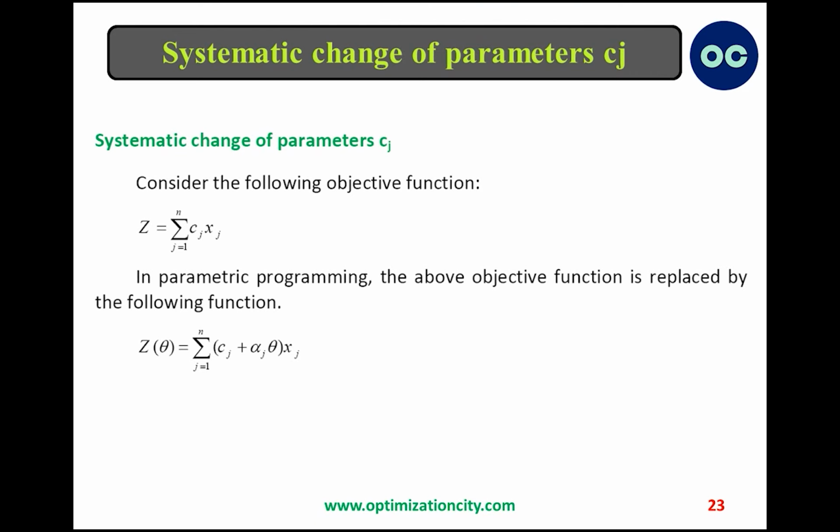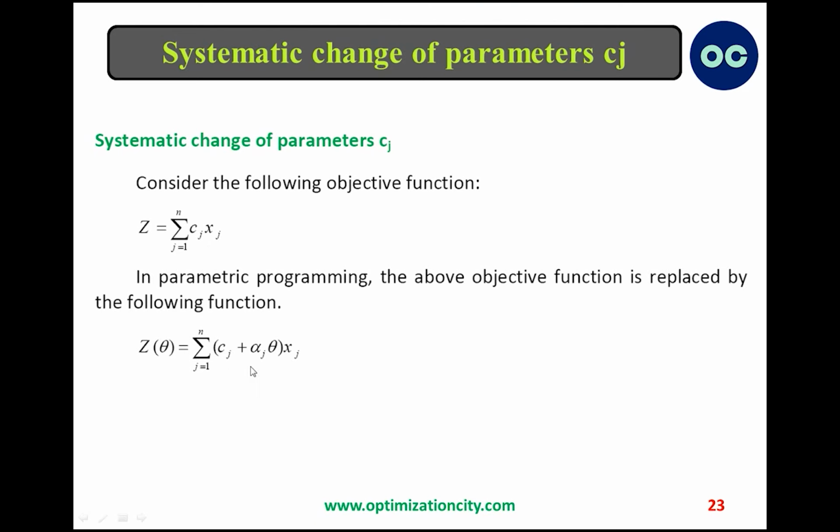The systematic change of the parameter Cj is the first part. Let's consider the given objective function. Here, this is the objective function. In the parametric programming, we replace the objective function with the following function.